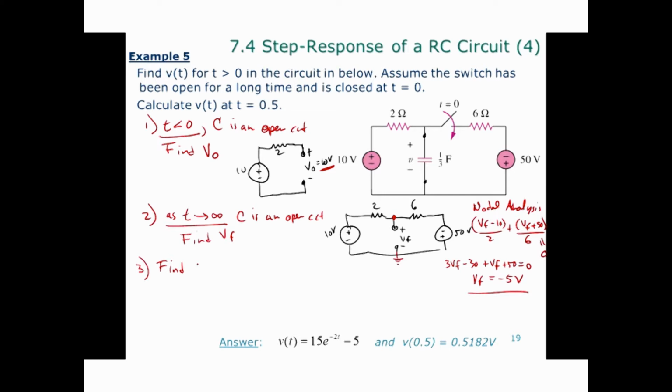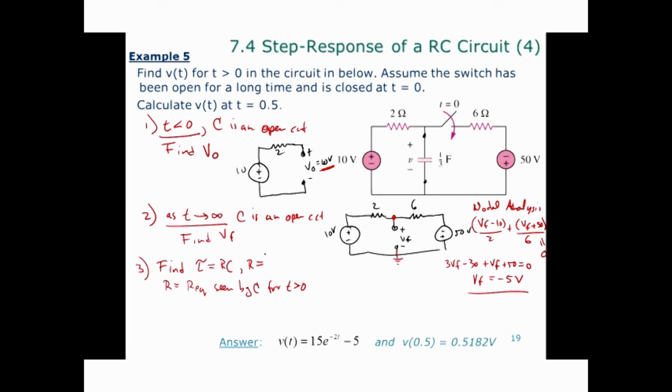Not yet. There's one more piece that's missing. Tau, which is RC, and R is the equivalent resistance seen after the switch has done its thing. In this case, the switch is closing, so R is the effective resistance seen by the capacitor for t greater than 0. Looking at it from the point of view of the capacitor, you could redraw the circuit and turn off all the independent sources. When you turn off those things, they become what? Shorts.